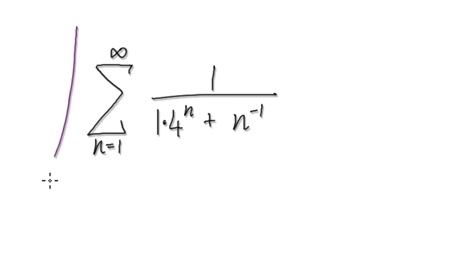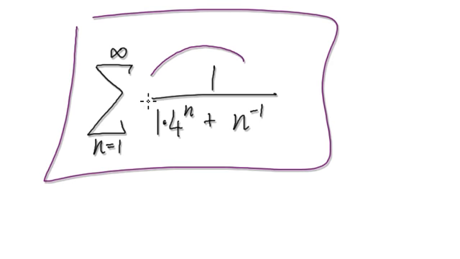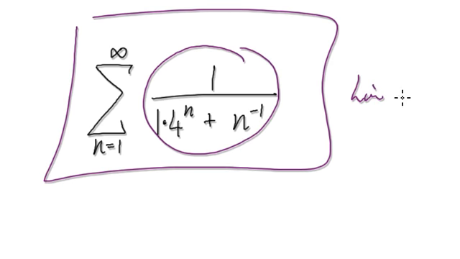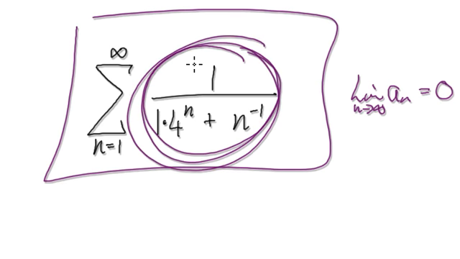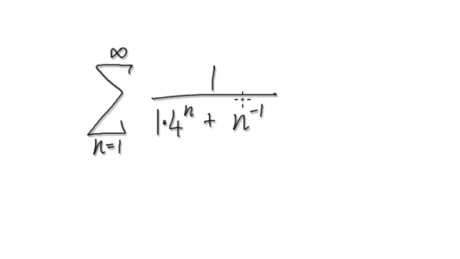Okay, so to do this, in order for a series to converge, the limit of a_n as n tends to infinity must be 0. So we should check that the limit will be 0.